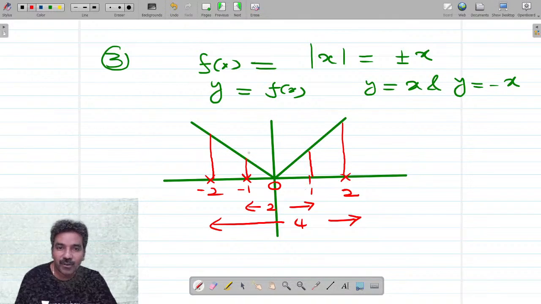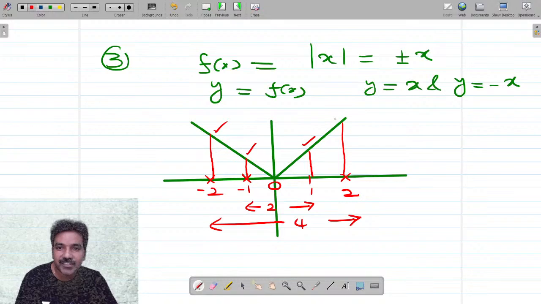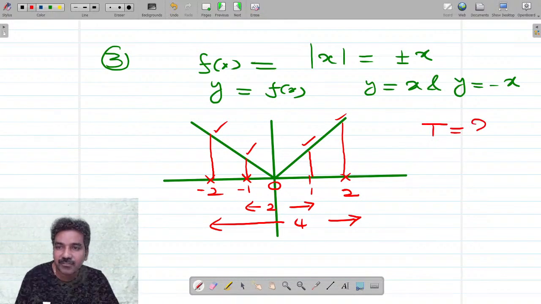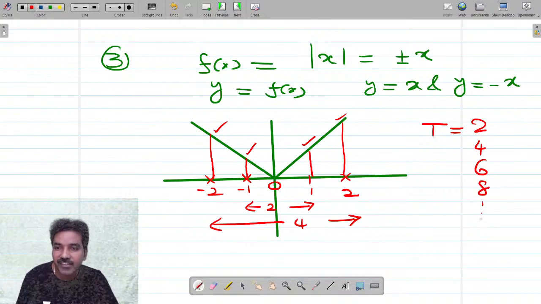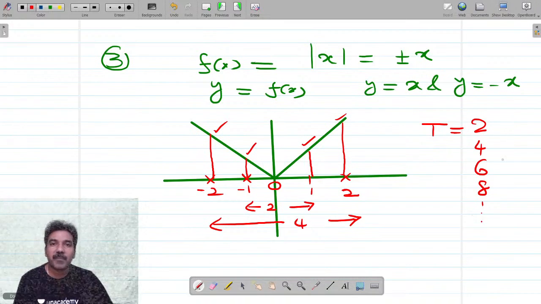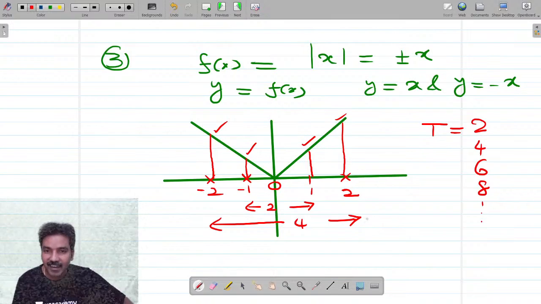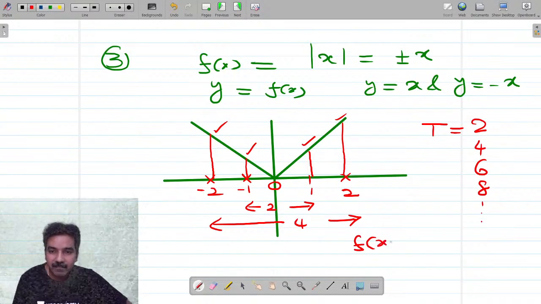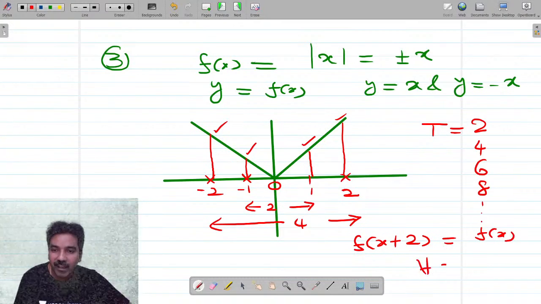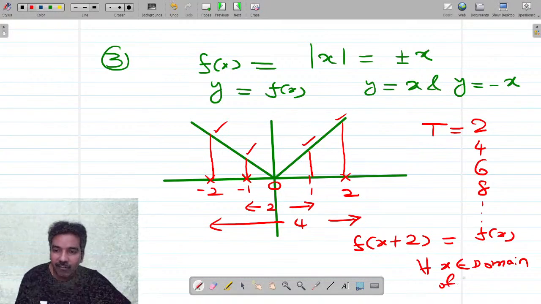That is clear. So here the function takes the same value. Here also the function takes the same value. So what will be t, the smallest value of t is 2. So t value 2 works, and also 4, 6, 8, etc. So in this case 2 is the smallest number where the function repeats the same value. It means that I can directly write like this: f of x plus 2 equal to f of x for all x belonging to the domain of mod x.